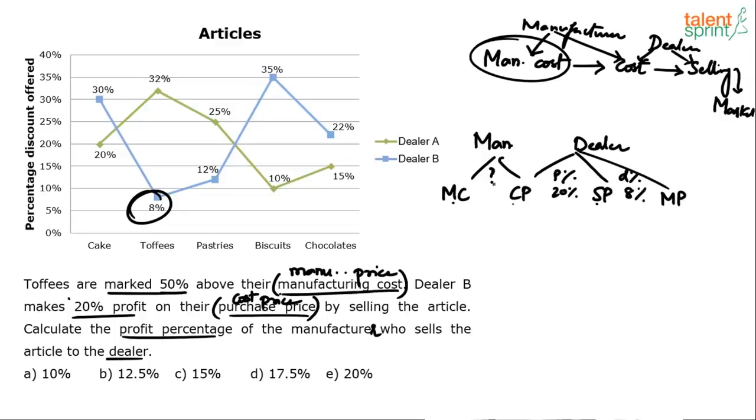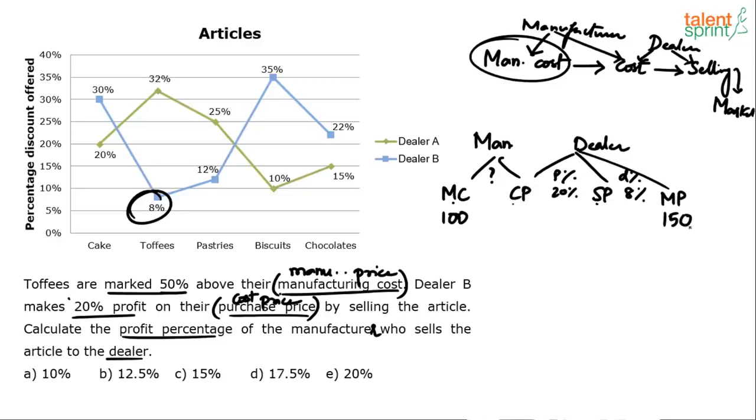What we have to find out is the profit made by the manufacturer who sells the article to the dealer. So what is the profit percentage is the question. Now understand, what do we do? Toffees are marked 50% above the manufacturing price. Let's assume the manufacturing price is 100 rupees. It is marked 50% above, which means the marked price is 150 rupees.